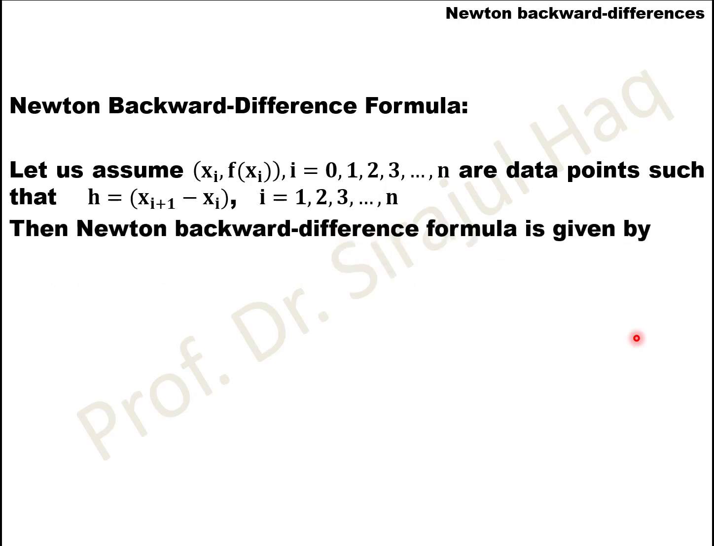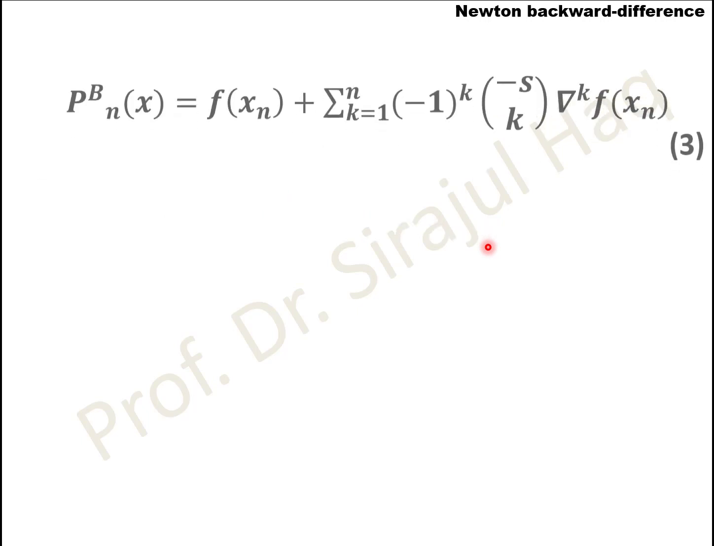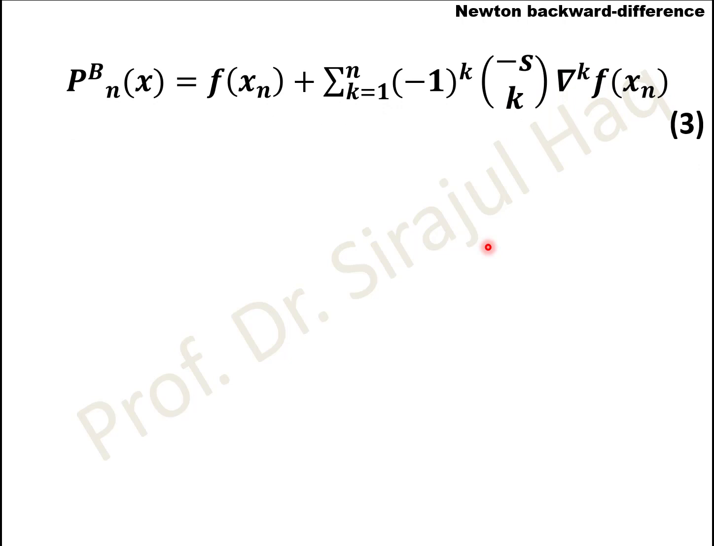In the Newton backward difference formula, if you look at this one, 0 is missing in this formula. I should start from 0. The backward difference formula is given by equation number 3.